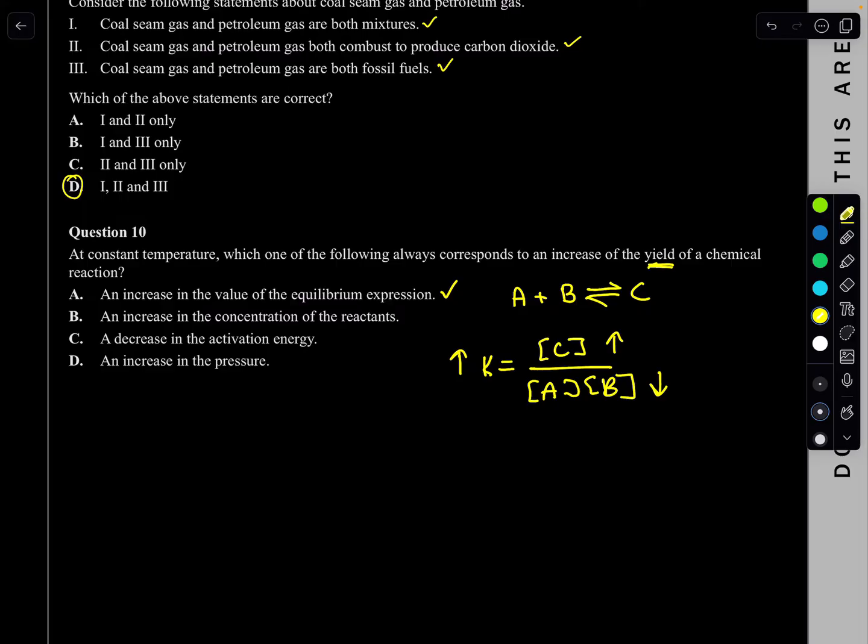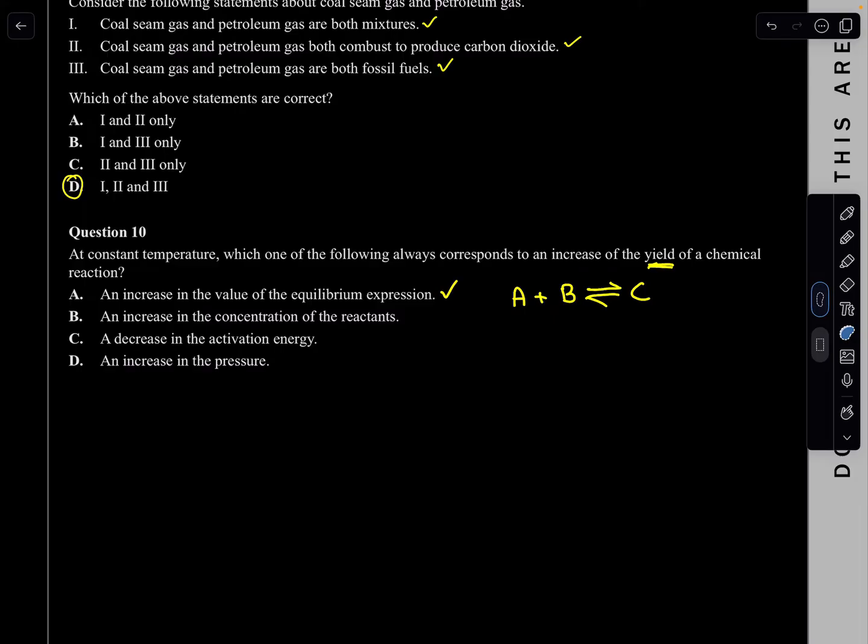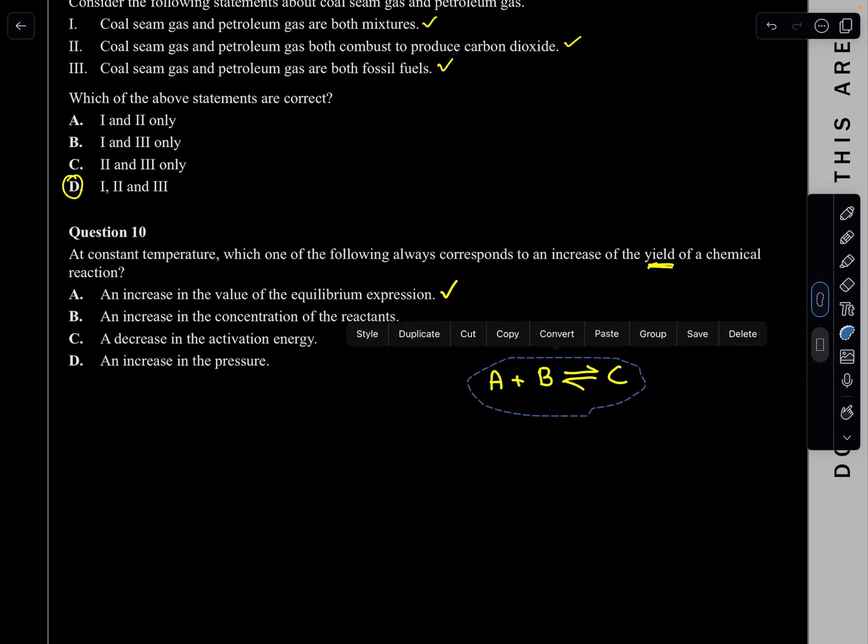Now, there's many ways you can actually increase the concentration. It's not very detailed because, say for example, you add a reactant. That is increasing the concentration. Or what about you increase the pressure of the vessel? That's also increasing the concentration of the reactant. So there's many ways you can increase the concentration, but they're not very detailed. So let's try them out.